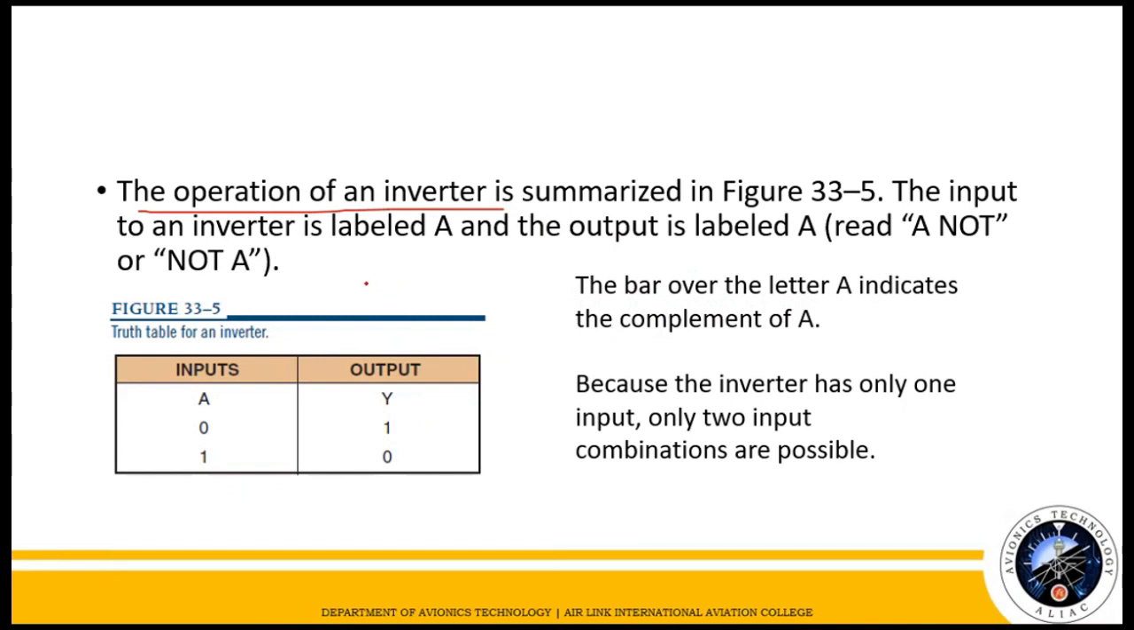Kaya minsan pwede nyo makita dyan, pwede nyo makita ay A na may bar sa ibabaw. So, pinaka-example, if nag-input ka ng 0, kabaliktaran lang. Hindi 1. And then, pag nag-input ka ng 1, magiging output mo ay 0.